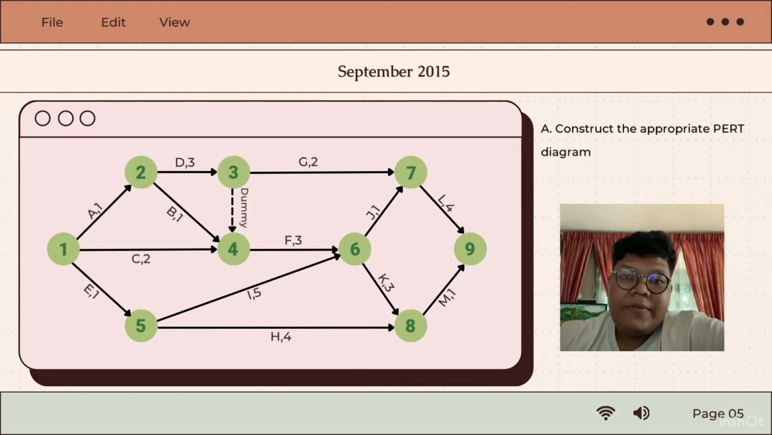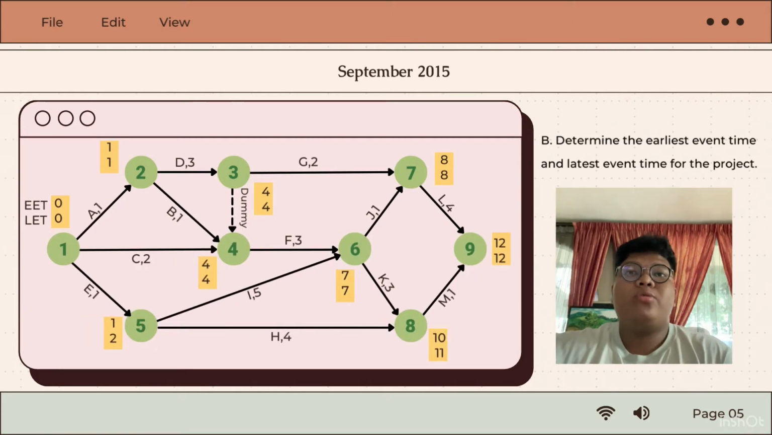September 2015. The diagram starts with number 1, and we need to draw arrows for 3 activities, which are A1, C2 and E1. A1 will produce D3 and B1, while E1 will produce I5 and H4. For activity F3, from path 4, there are 3 arrows.